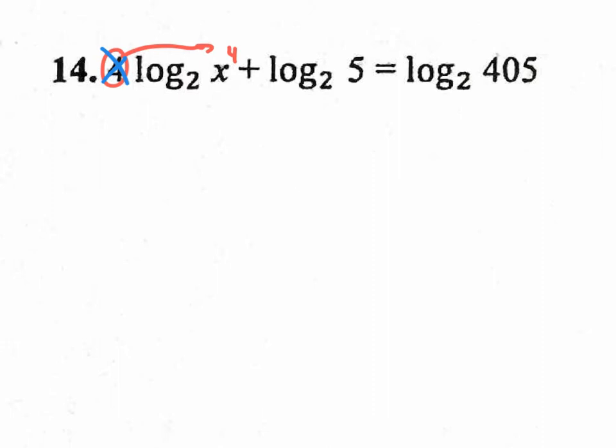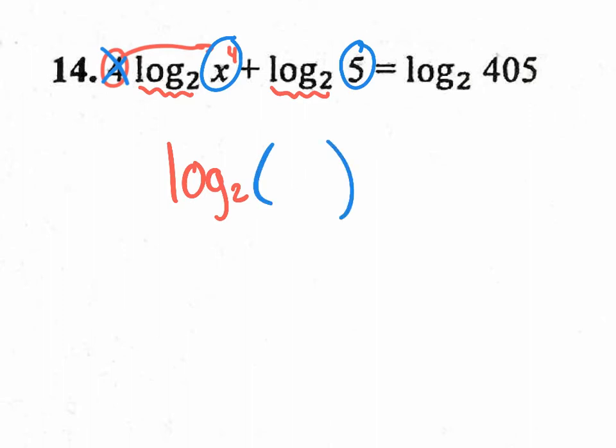Now I'm going to condense with what property? Product property, which means that if I have log base 2 and log base 2 with that plus sign in between, I could condense it to one single log base 2 of x to the 4th times 5. So when I multiply x to the 4th times 5, what do I get? 5x to the 4th. It's actually kind of similar to the problems we already did. Equals, we do have log base 2 as well on this side. That's great. And we have 405.